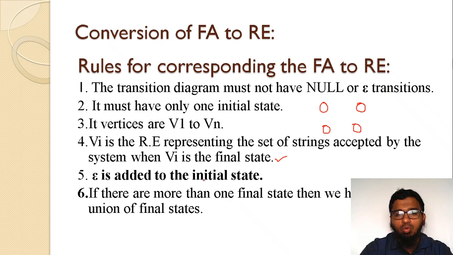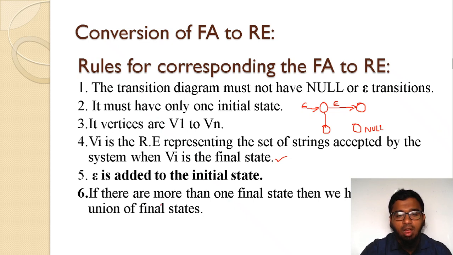Epsilon is added to the initial state. But in the state diagram there should not be an epsilon transition. That means from one state to another state there should not be an epsilon or empty, null transition. This should not happen. If you have it, in the initial state you can add the epsilon.